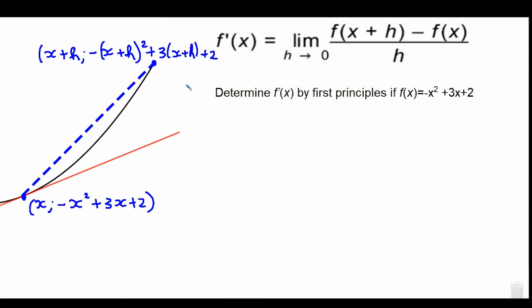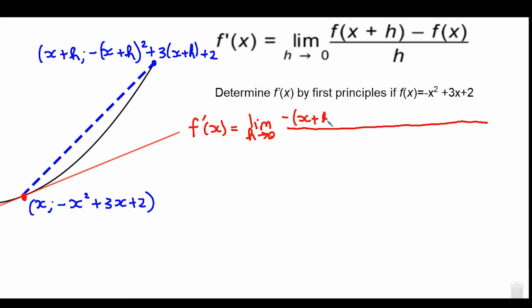Now what we're going to do is work out the gradient at this point over here using this formula. So f dashed of x will equal the limit as h approaches 0 of this y value minus this y value.